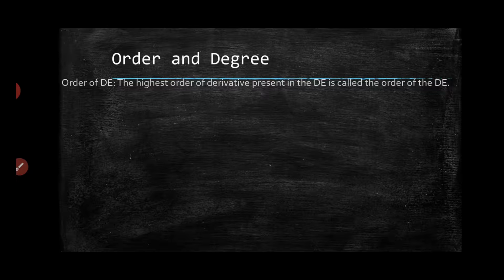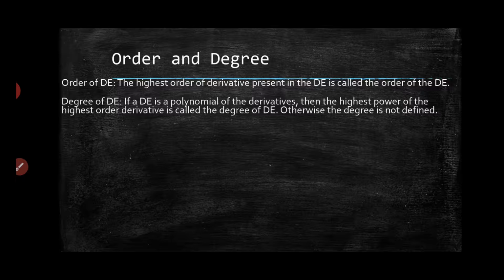Okay, now we come back. So now let us understand what we mean by order and degree of a differential equation. Order of a differential equation is basically the highest order of the derivative present in the differential equation. It can be dy by dx, d2y by dx2, d3y by dx3, whatever is the highest order of the derivative in the differential equation, that is called the order of the differential equation.